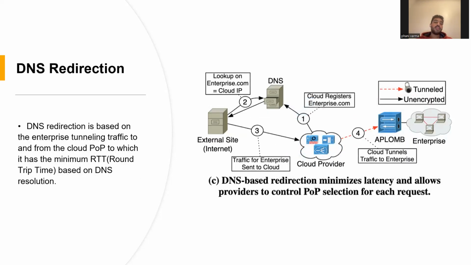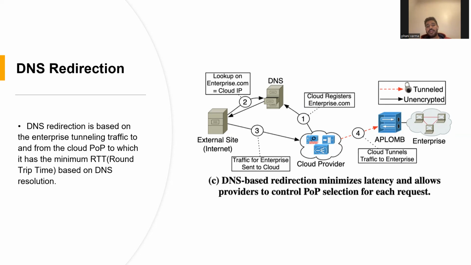And we have the last one, which is DNS redirection. Here, DNS redirection is based on the enterprise tunneling traffic to and from the cloud POP, which has the minimum RTT, round trip time, based on the DNS resolutions.